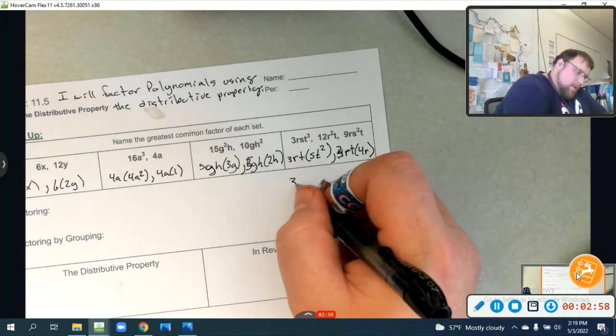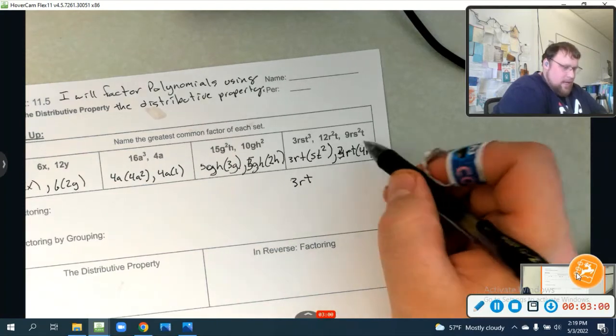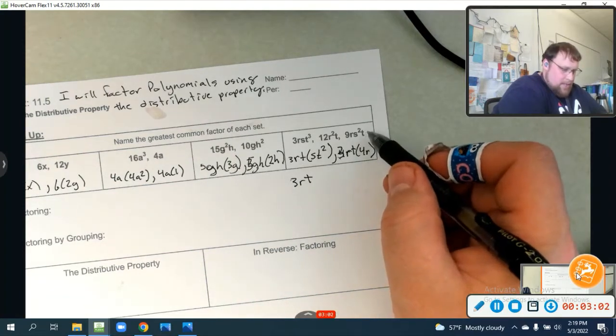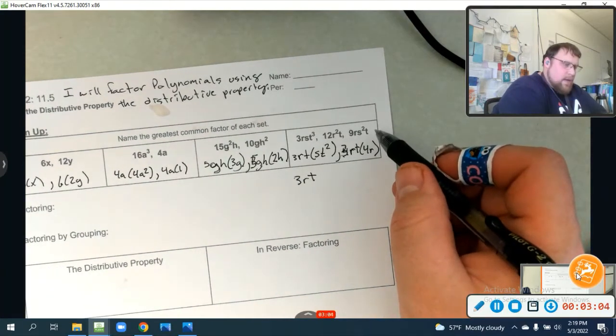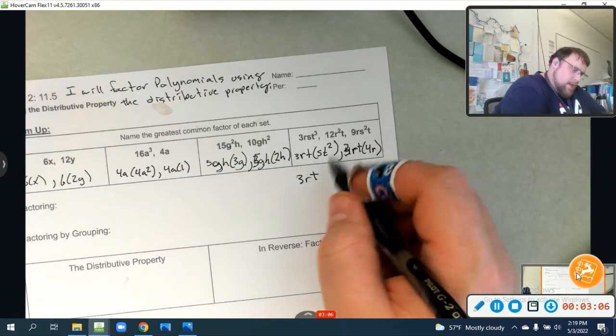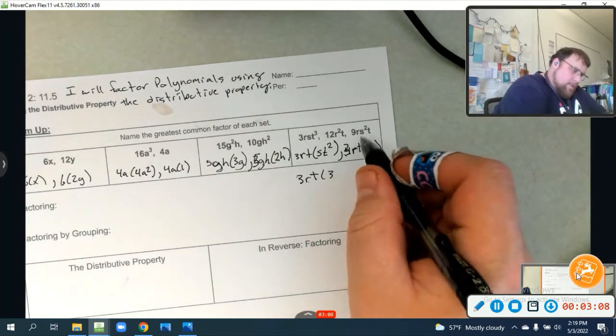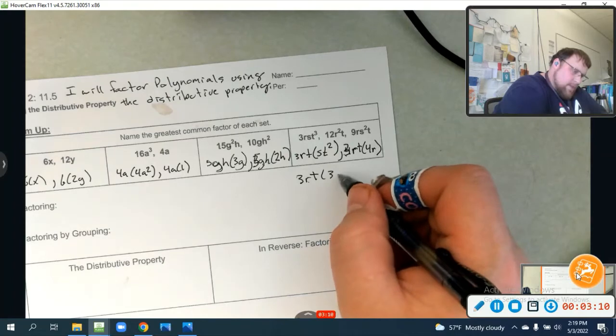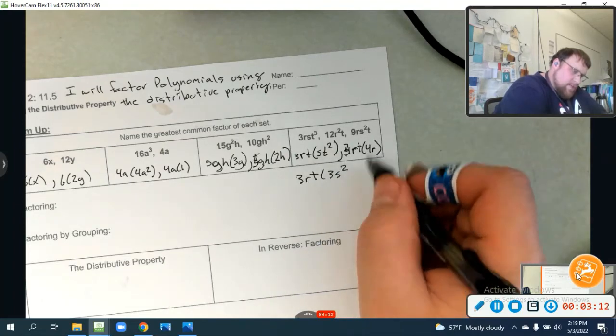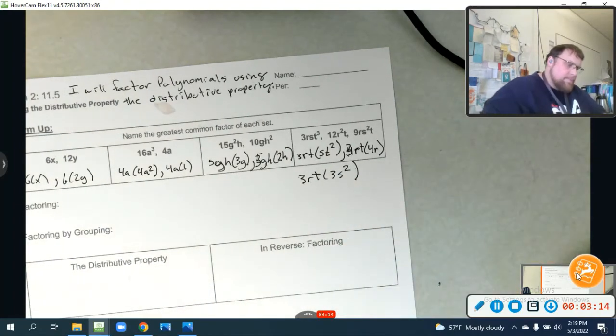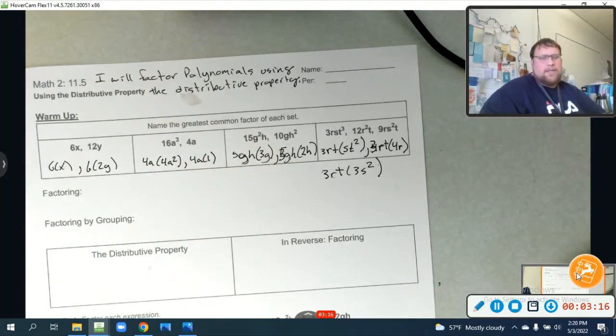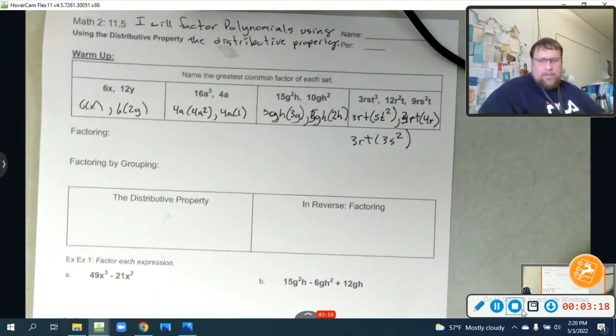And then I better write down quick, 3rt, and let me look at 9rs squared t. 3 out of 9 is 3. R out of r, that's gone. No s is gone, so I have s squared, and t takes away the t. There we go. Boom. Look at that. Now we got some.